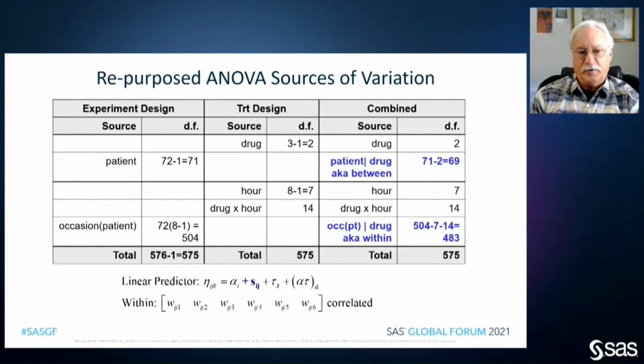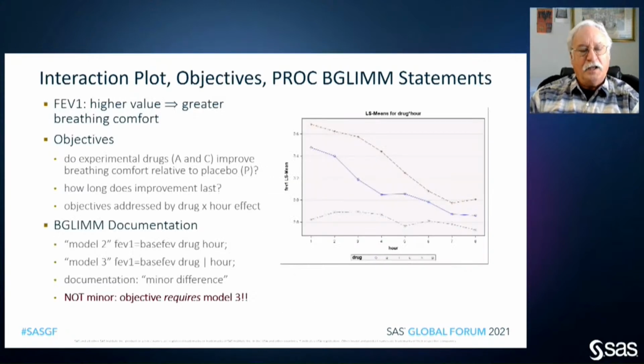So the linear predictor is going to include alpha, that's the drug effect. The within subjects effect, I've denoted that as S sub ij. The tau is the time effect, or in this case, the hour effect, and we have drug by hour. Now, just some preliminary plots here. The objective of this experiment is to see if the experimental drugs improved breathing comfort relative to the placebo, to actually see if there's any difference between the two experimental drugs. And the focus here is on how long does the improvement last.